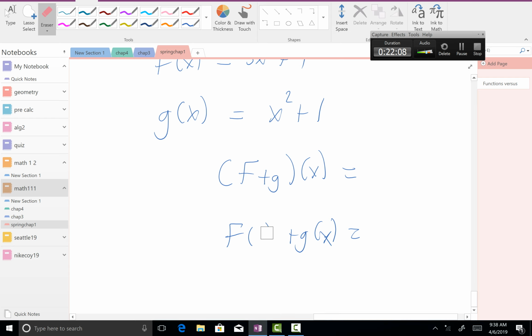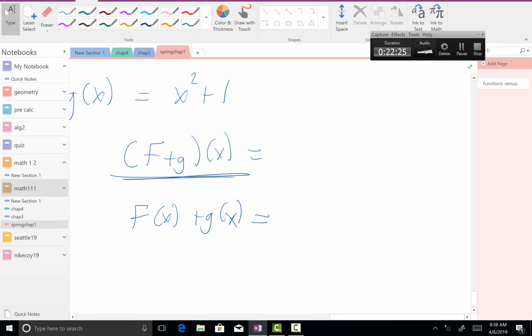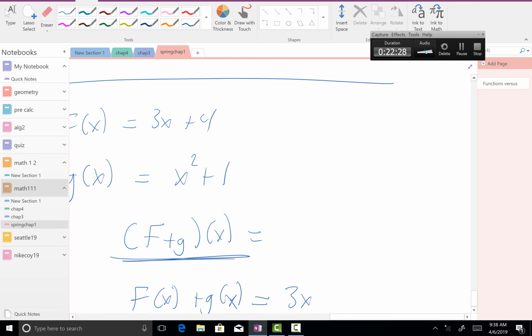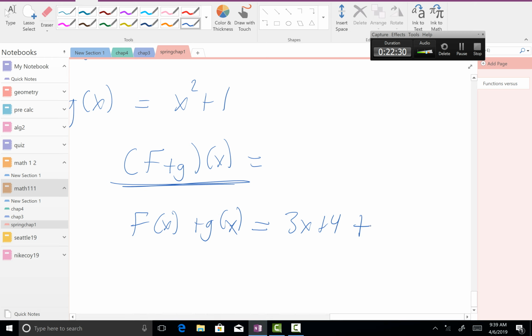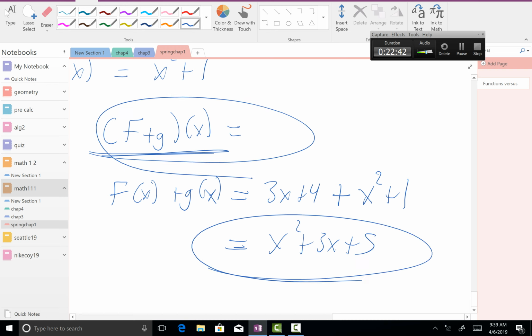And this is kind of how it's usually written. I mean, it's not like I'm making something up. Most textbooks do it this way. All right, they go, hey, f of x plus g of x. But this is saying the same thing. They're just doing it a little bit differently. So here, we're just going to take 3x plus 4 plus x squared plus 1. And then you just collect the right terms and have at it. But these two things are saying the same thing.